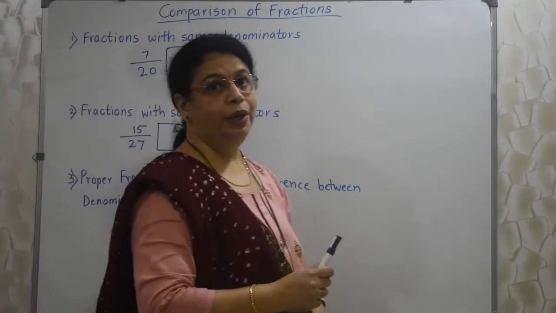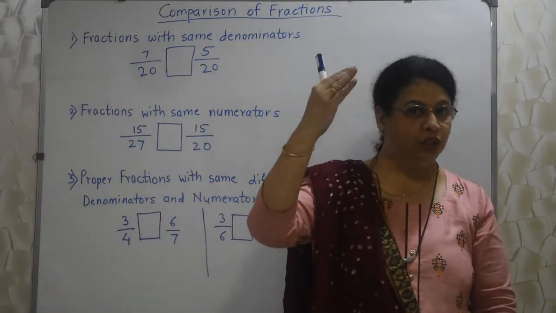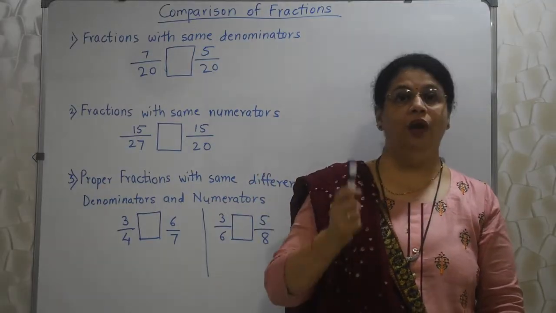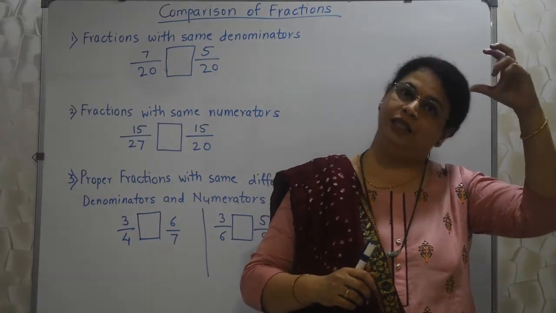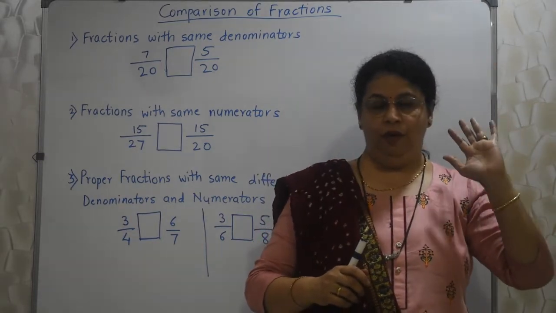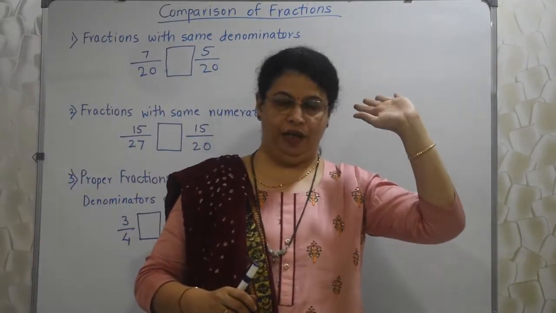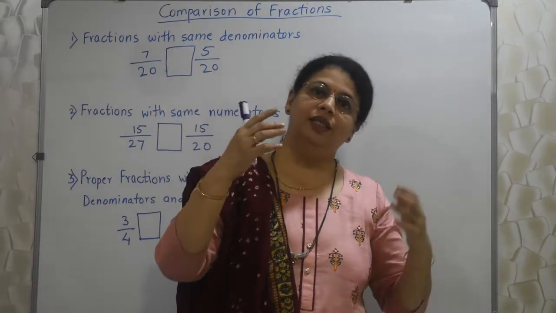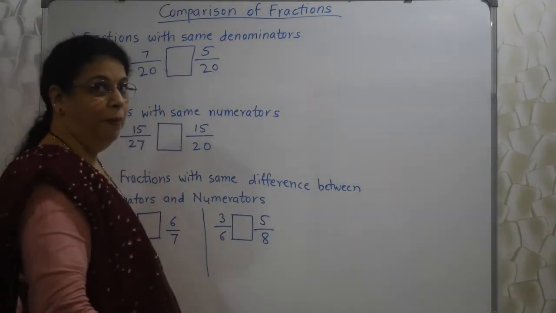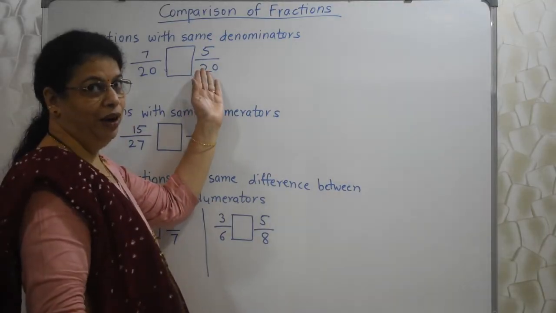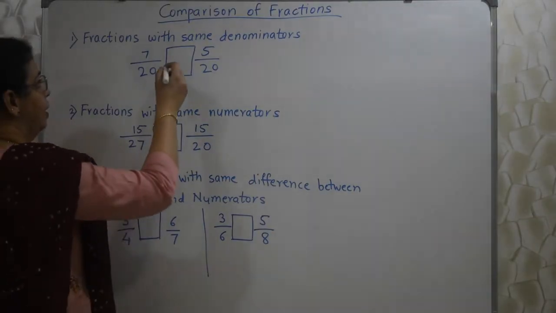When the denominators are the same, obviously we need to compare the fractions with the help of numerators. And when denominators are the same, the bigger the numerator, the bigger the fraction. What I mean is, the number which is bigger on top is the bigger fraction. The number which is smaller is the smaller fraction. Okay, so you all tell me which one will be smaller? Obviously 5, because 5 is smaller than 7. So 7 is bigger.